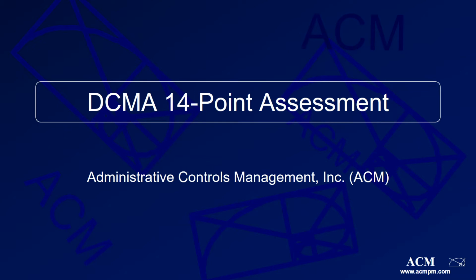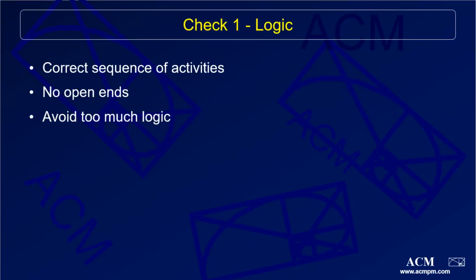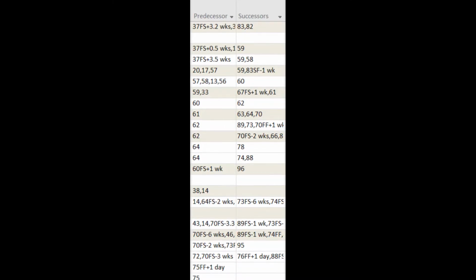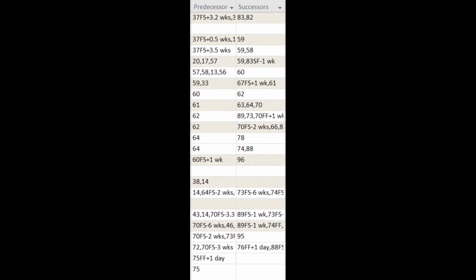Alright, now that I've given you a little backdrop as to what the DCMA 14-point assessment is, let's jump right into the different checks. The first check that we will complete is for logic. With the logic test, we will look to make sure that the logic makes sense in terms of project sequence and there are not any open ends within the schedule.